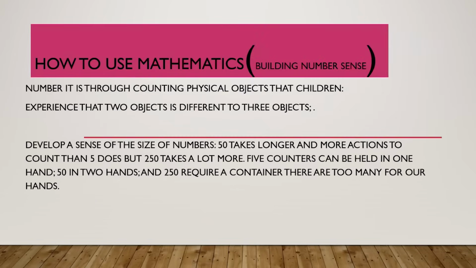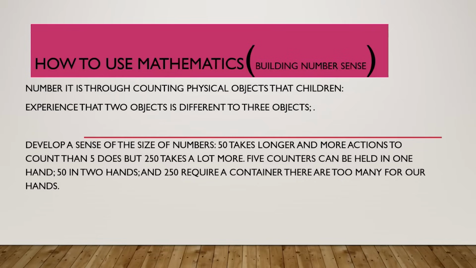Let us start with how to use mathematics. First of all, you need to have a number sense and build a number sense in children to understand mathematics. This involves developing a sense of the size of a number. Children should be able to identify that 50 takes longer and more actions to count than 5 does, but 250 takes a lot more. And 5 counters can be held in one hand and 50 in 2 hands, and 250 require a container or many more hands to hold such a thing.